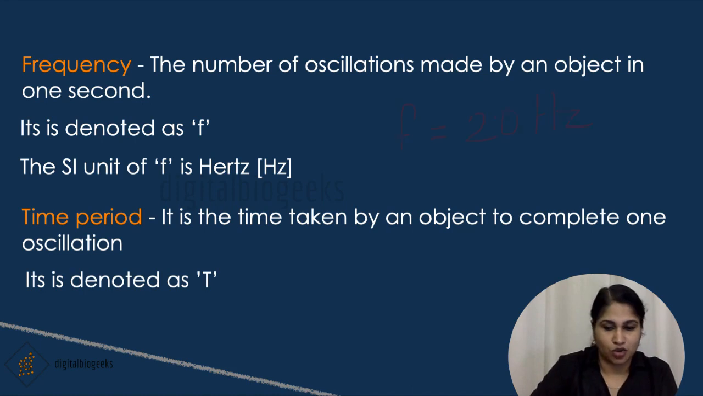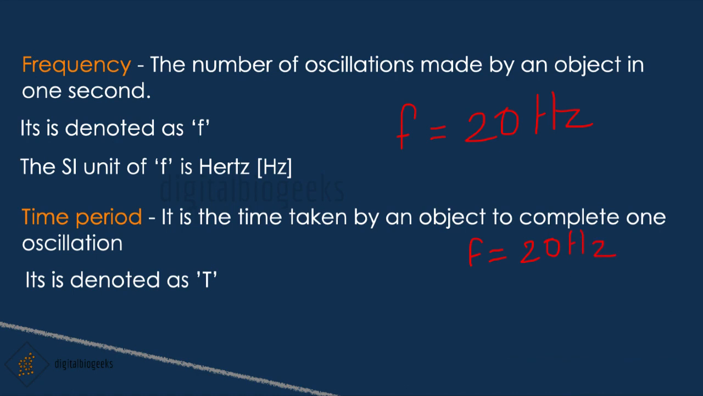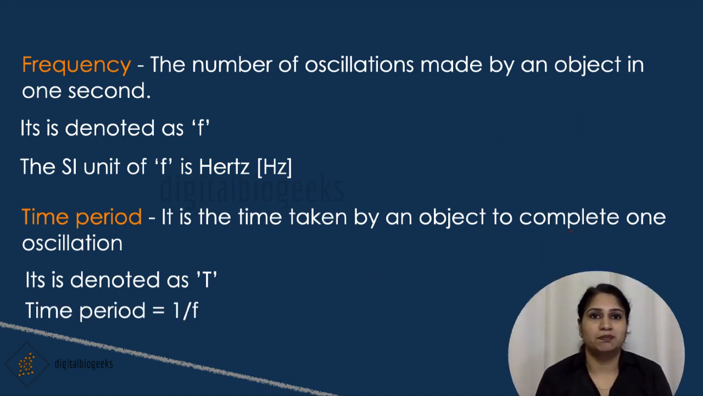Let's consider an object oscillates 20 times in 1 second, that is frequency is equal to 20 Hz. And consider that the time taken for these 20 oscillations is equal to small t. Now let's calculate the capital T, that is time taken for one oscillation, that is equal to small t divided by 20. This 20 is the frequency, small f, so T is equal to t by f. Time period is equal to 1 by f, that is time period is inversely proportional to frequency.